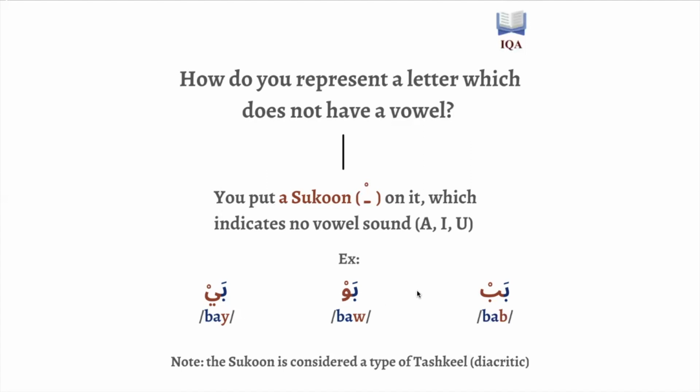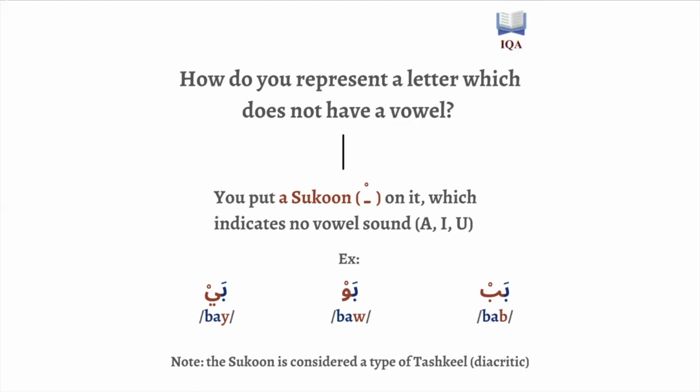And here we have a final example. Again, we have a ba, but that ba is followed by another ba. That other ba doesn't have any vowel on it. It doesn't have a fatha that represents the a sound, it doesn't have a kasra that represents the i sound, and it doesn't have a dhamma, which represents the u sound. But rather it has a sukoon, which means that I'm just going to hold the shape of the ba with my mouth and I'm going to say bab.